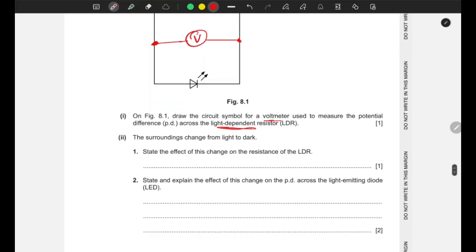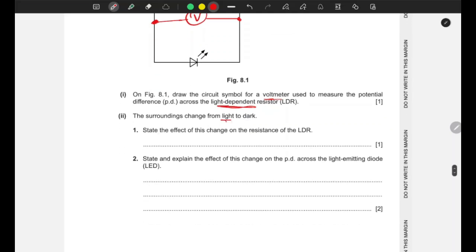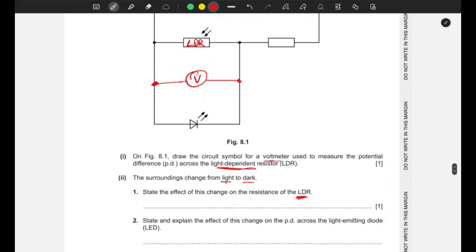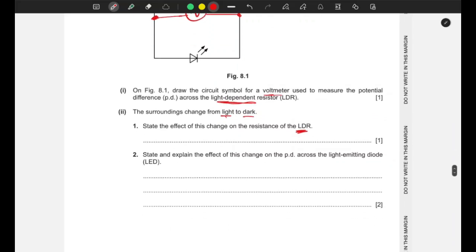Part 2. The surroundings change from light to dark. State the effect of this change on the resistance of the LDR. So in an LDR, when the surrounding becomes darker, the resistance increases. So when the resistance increases, we know that voltage equals IR. So when the resistance increases, voltage also increases. So we can say the potential difference increases.